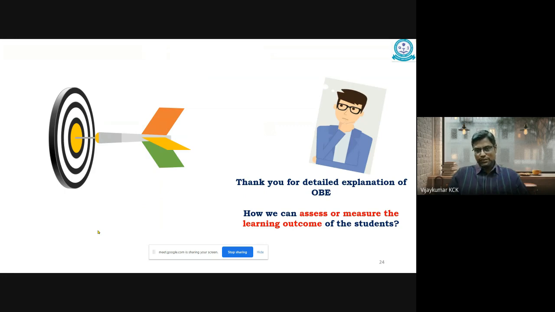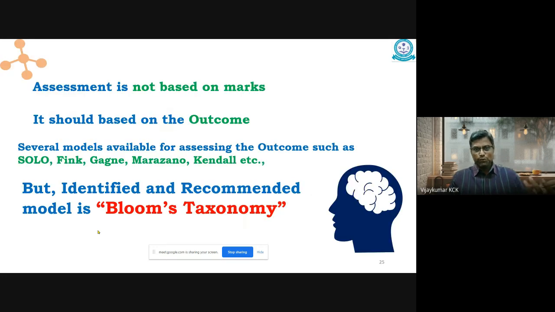Right, Mr. Curie? So this is about where Bloom's taxonomy is going to play a vital role. I have given all this glimpse of information about OBE and finally ended up with the CO. Now, how can we measure or assess the learning outcome of the student? Of course, the measurement of COs. So assessment is certainly not based on marks. It is based on the outcome.